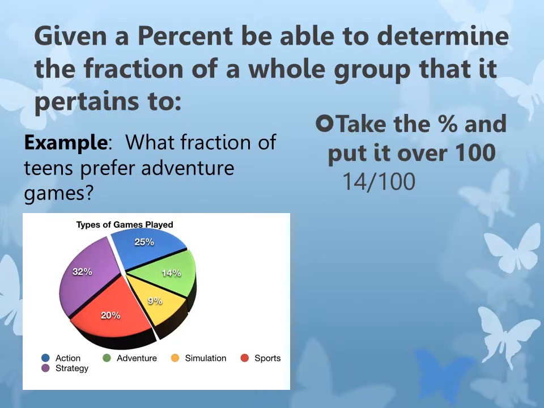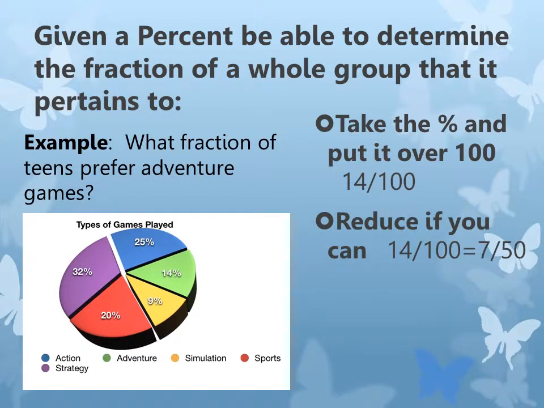So you're going to take that percent and put it over 100, so we have 14 over 100, and we're going to reduce it. Those are both even, so we are divisible by 2, right? So 14 divided by 2 is 7, and 100 divided by 2 is 50. And that can't be reduced anymore, so our answer is 7 over 50.